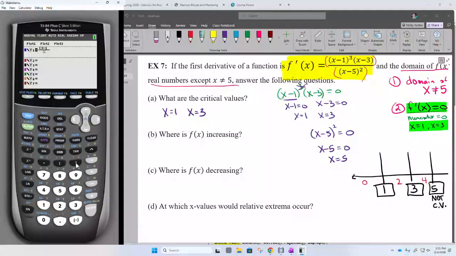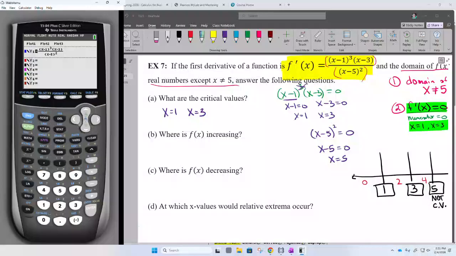X minus 1 third, x minus 3, x minus 5, okay.